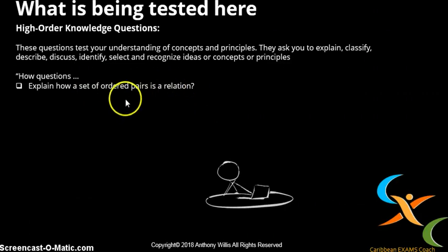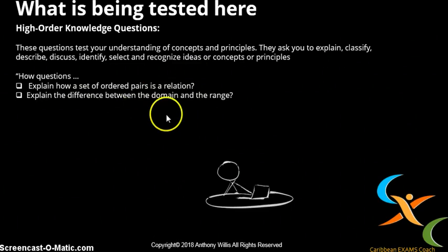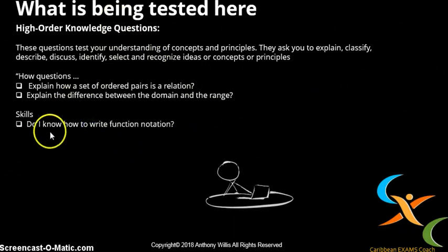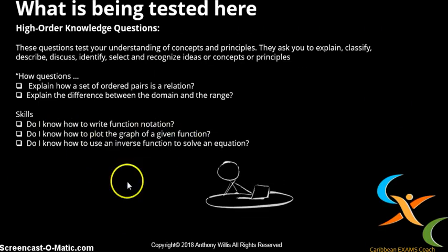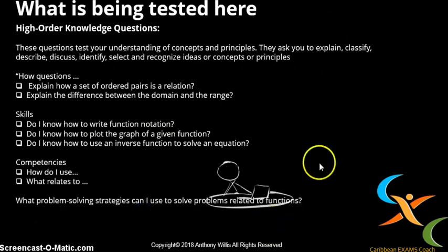What is the difference between a relation and a function? What is similar? What is the difference between the domain and the range? What is similar to those things? Unless you can answer these questions now, before you even attempt to solve questions related to functions, you won't be able to do that. Do I know how to write the function notation? Well, do I know how to plot the graph of a given function? So those are the questions you need to generate and ask yourself.